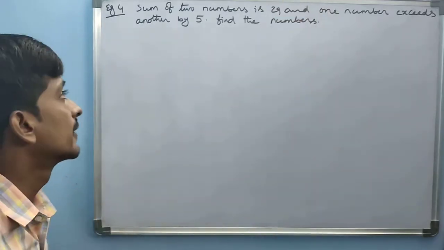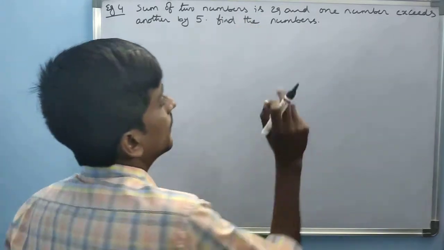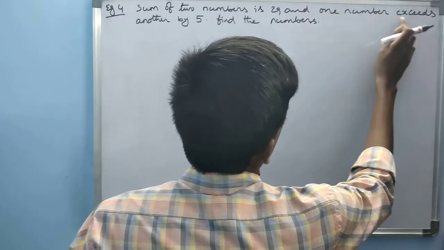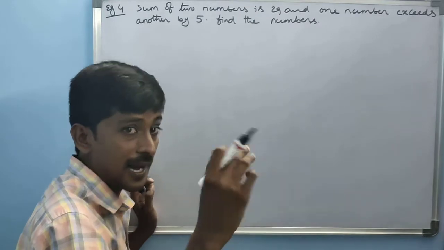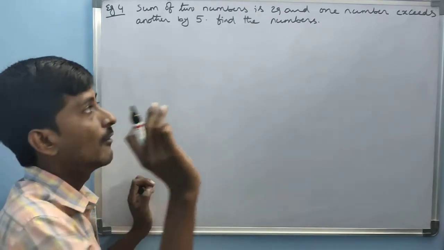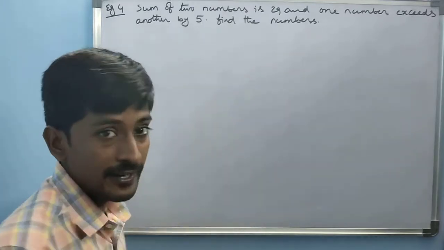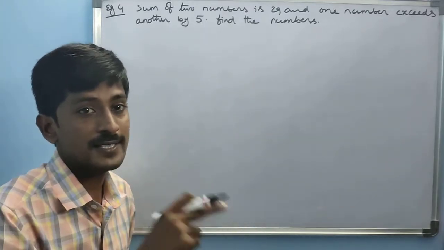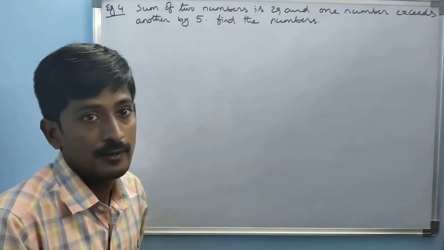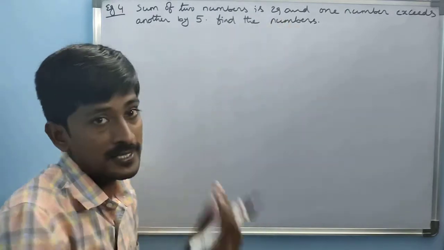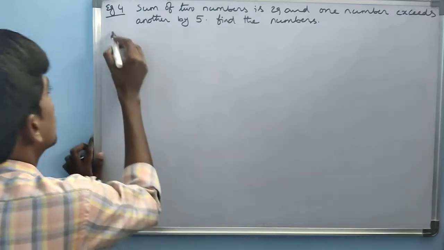This is the sum that is given. The sum of two numbers is 29. We don't know the two numbers, but one condition is given: one number exceeds another by 5. For example, if the first number is 6, the second number is 5 more, that is 11. 6 plus 5 is 11. So one number is 6, another number is 11. But 11 plus 6 is 17, not 29. So which numbers add up to 29?